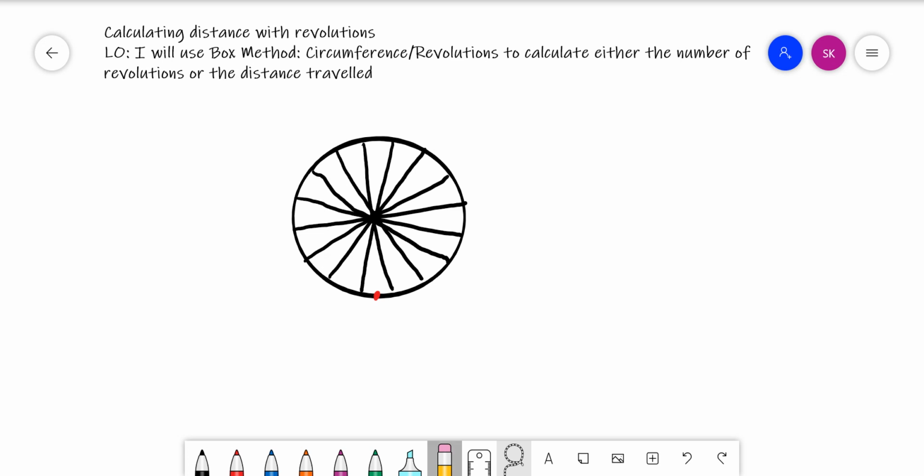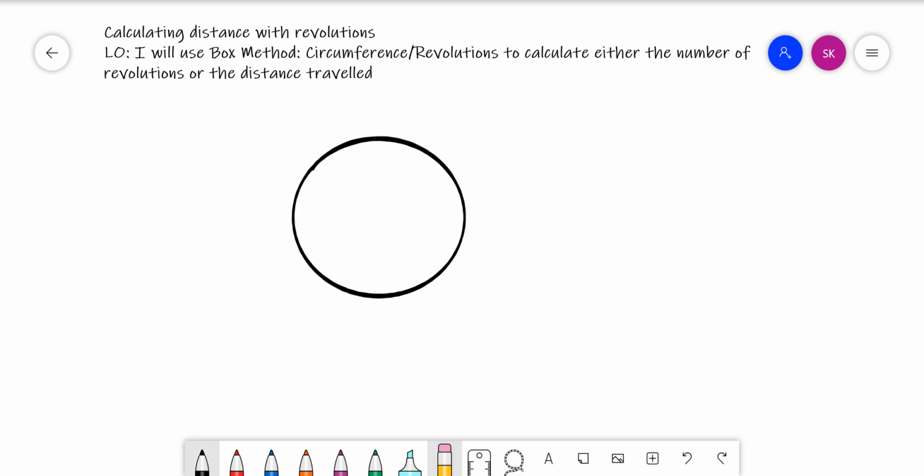Now, if we know the radius of a circle, let's say it's 1 meter, which is a pretty big circle, you can find how far the wheel moves, the distance it travels over one full revolution, by calculating the circumference, because the distance it travels is the same as the circumference.